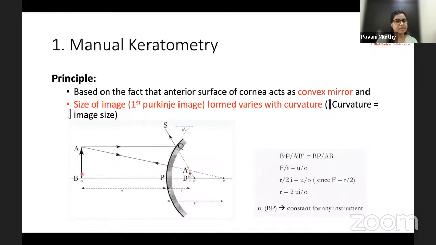So when we place this AB, the object, at infinity, where the parallel rays of light are going to come, the image is going to be formed on the focal length of the surface. So that means the distance of the image divided by the image size is equal to u, the distance of the object divided by the object size. Since focal length is half of the radius of curvature, r by 2, I by I is equal to u by O, and r is derived from this formula.